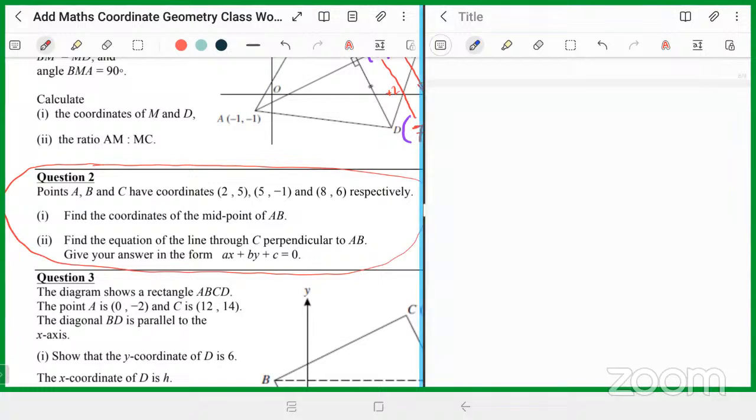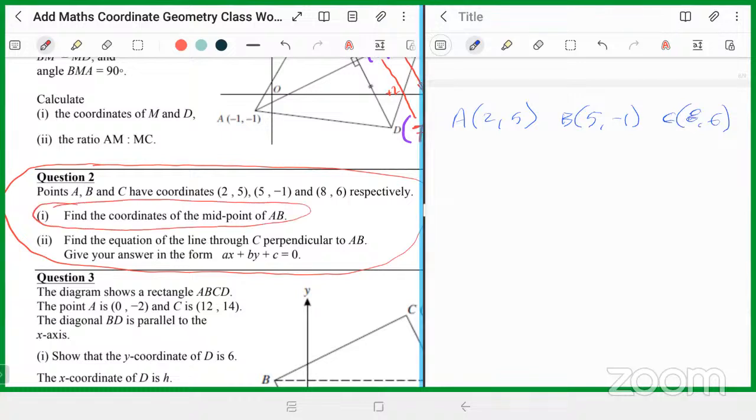So A is a point. This one, this point is A. And then this point is B. And then this point is C. I'm going to rewrite them so I don't mix them up. Let's rewrite them. So A is the point 2, 5. And B is the point 5, -1. And C is the point 8, 6. All right, C is the point 8, 6. The first question wants us to find the coordinates of the midpoint of AB.